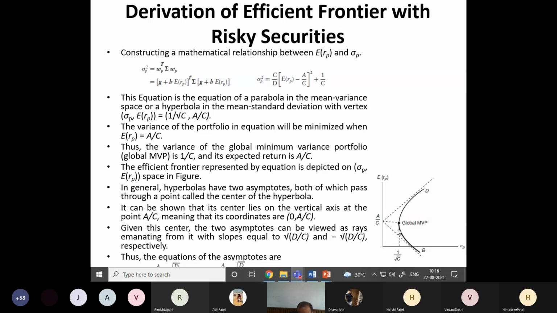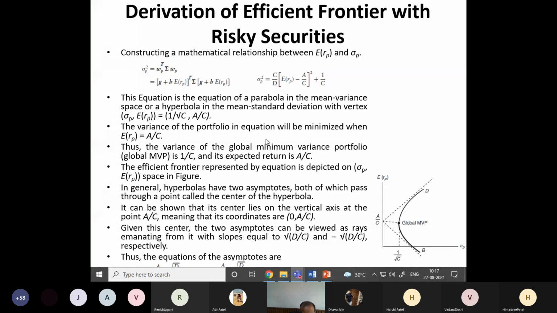So what is 1 by under root C actually? This point is the global MVP, because there is only one point. Remember, the minimum variance portfolio is only one. There are so many efficient portfolios, but the minimum variance portfolio is only one. It is a point, while the efficient portfolio set is a graph. It is a hyperbola we have seen in the ERP sigma p plane. So this entire portion above this global MVP is my efficient frontier. But this vertex specifies the global minimum variance portfolio.